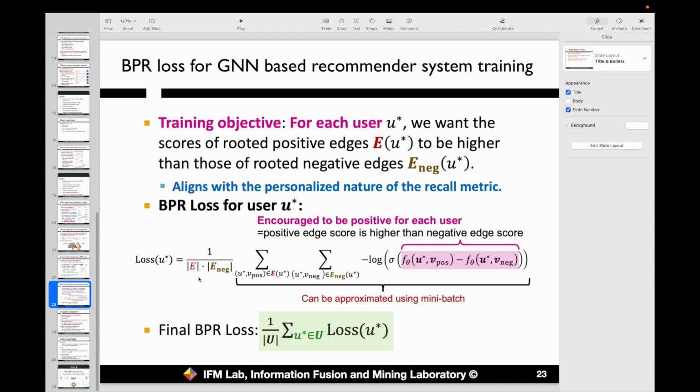Then we can do what? Because here we are defining the loss function for one single user, like the user shown here, right? Inside the recommender system we have multiple users, so we can sum all the users' loss functions together to define the overall loss function, as seen at the bottom. We calculate the average over all the users in the recommender system, summing their loss functions, like loss U star as shown here, together. And we define this as the final loss function to be minimized.